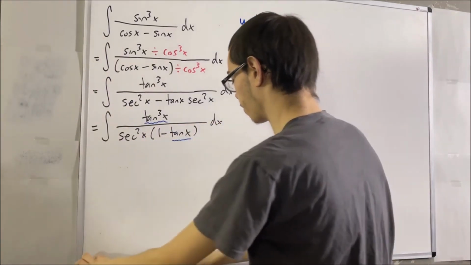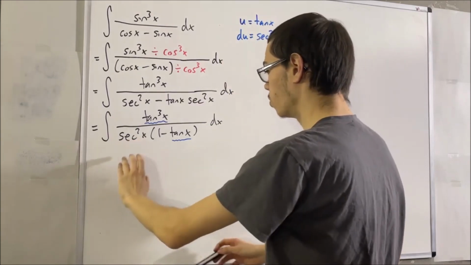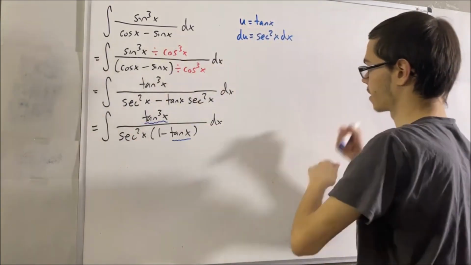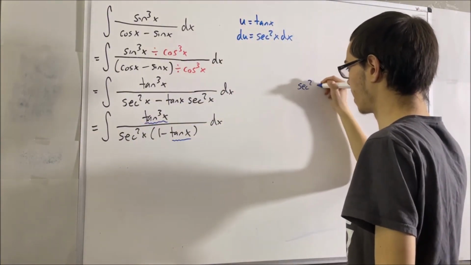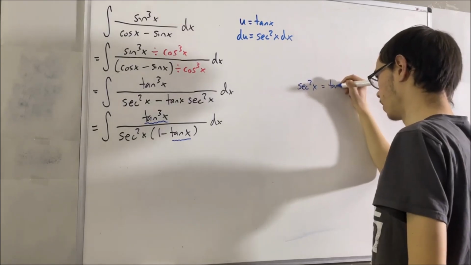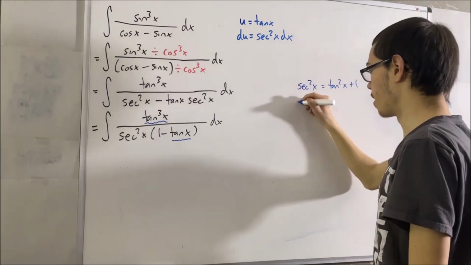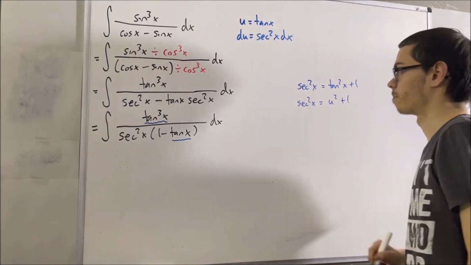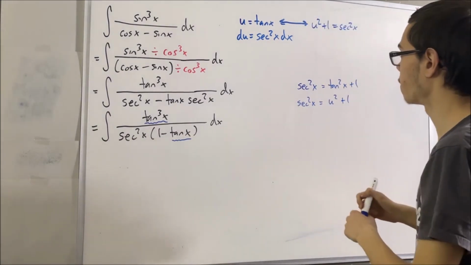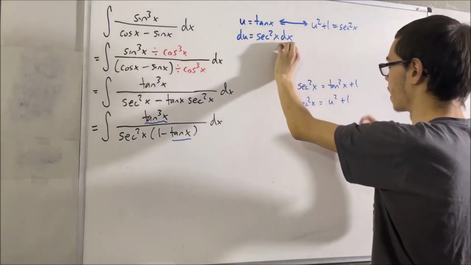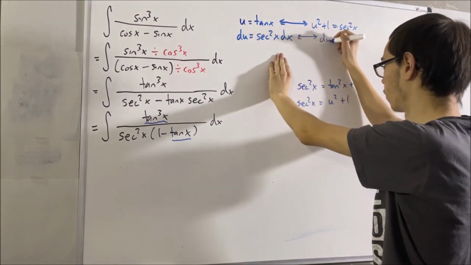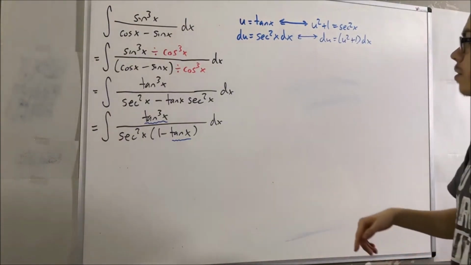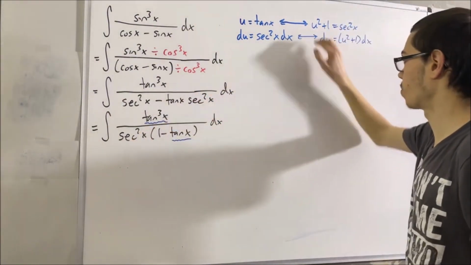Well, here's the thing. We know that secant squared x can be expressed in terms of tangent of x. If you recall, there's this identity which states that secant squared x equals tangent squared x plus 1, and therefore we can replace tangent of x with u. We get u squared plus 1. And because du equals secant squared x dx, I can say that du is equal to that. So now I know that I'm going to re-express secant squared x as u squared plus 1.